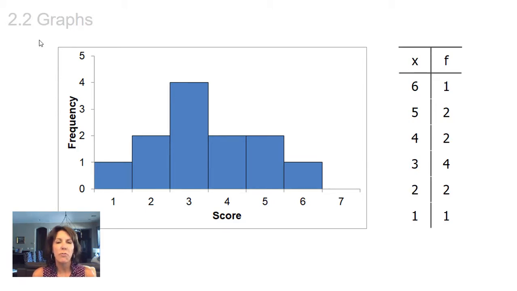So for the score of 1, the real limits are 0.5 to 1.5. For a score of 2, the real limits are 1.5 to 2.5, etc. So we have to make sure that all of the bars touch. So as we look at number 3, for example, a score of 3 would be here, but this is 2.5 and this is 3.5. This is a histogram. We're using interval or ratio data. You'll notice also that the table right here is exactly what is represented on this frequency graph.